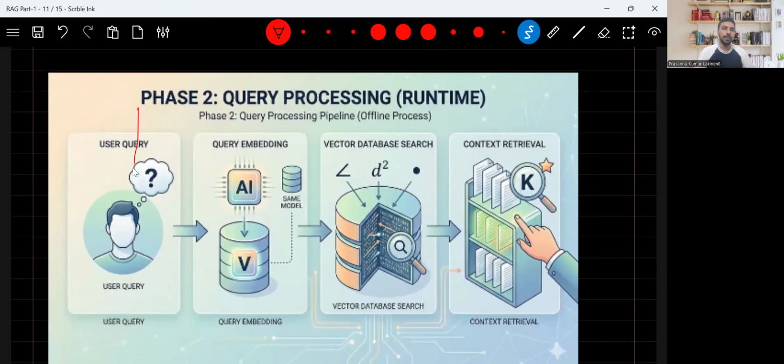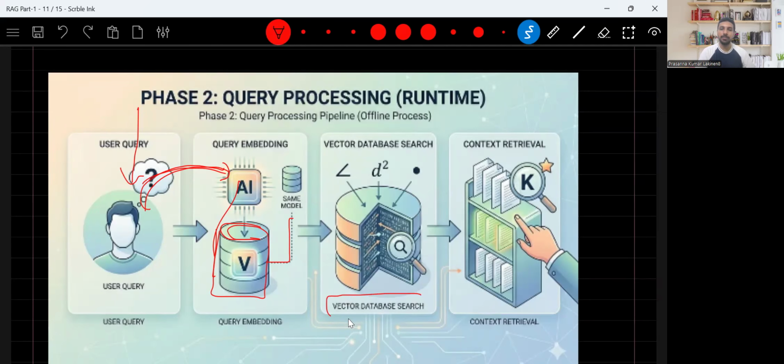So this is the user query. The user has a query. Now this query is embedded and compared with your existing database. Your query is converted into an embedded vector. Now this embedded vector is compared with the vectors in the vector database. So wherever you find the similarity, you will take the top 5% or top 10%, or the top 5 to 20 vectors from the vector database.